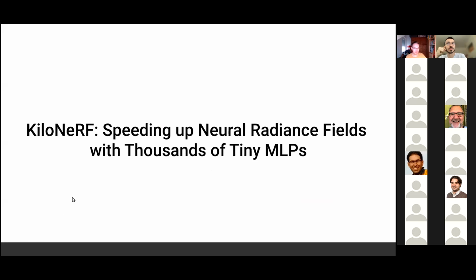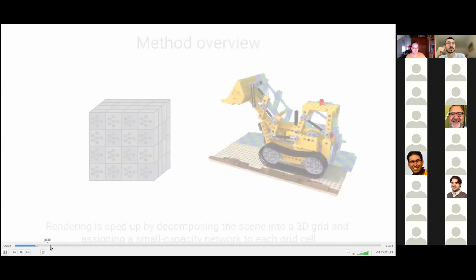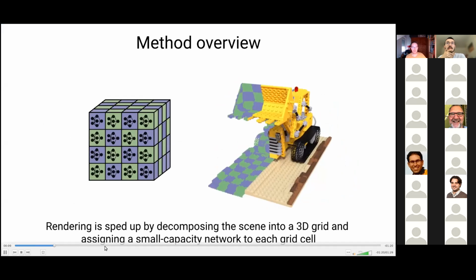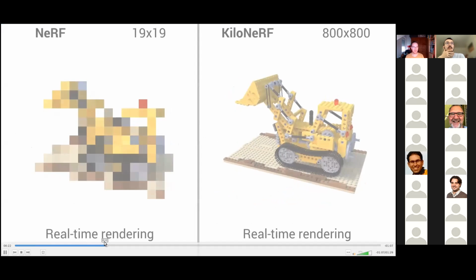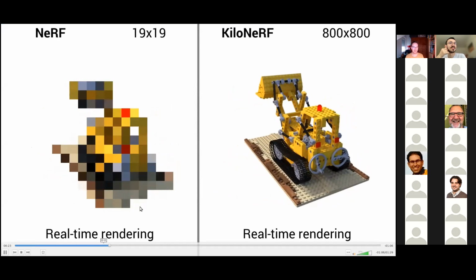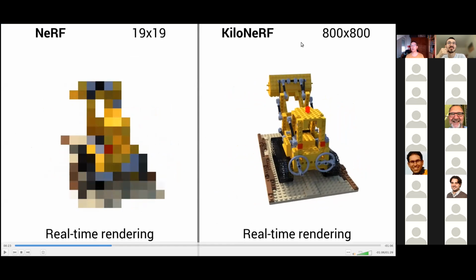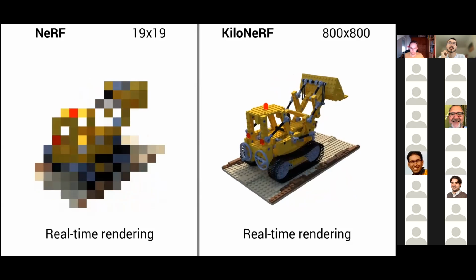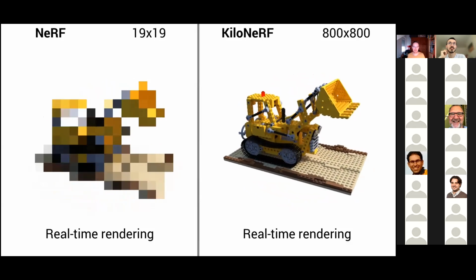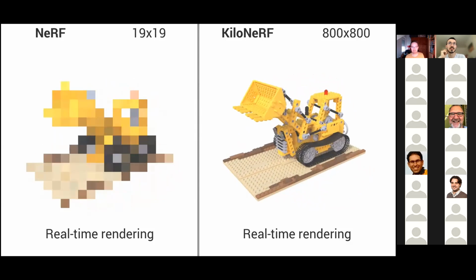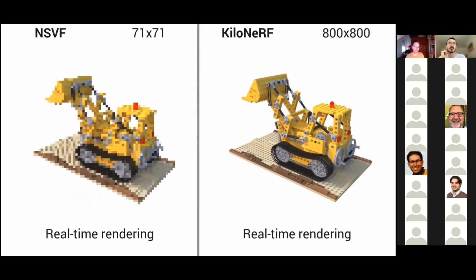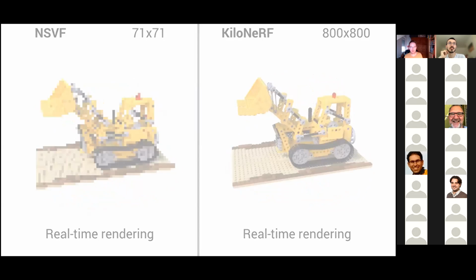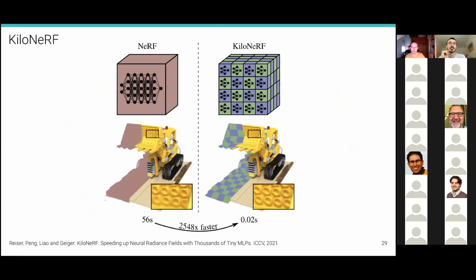I want to show you quickly a comparison of what this looks like. So here, this is a comparison to the NeRF baseline, and this is what NeRF can render at real time. It's a 19 by 19 pixel image, and on the right is what KiloNeRF can render at real time on a standard, not even super sophisticated, 1080 Ti graphics card. So there are ways to make volumetric rendering fast. So there's the potential for these representations to, at some point, replace or complement existing mesh-based representations in computer graphics.